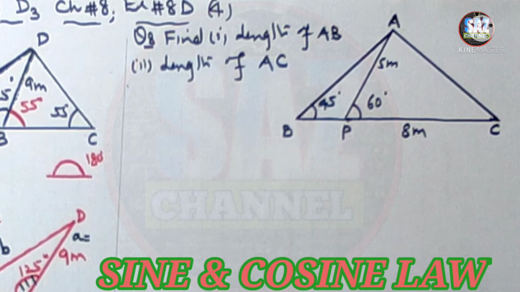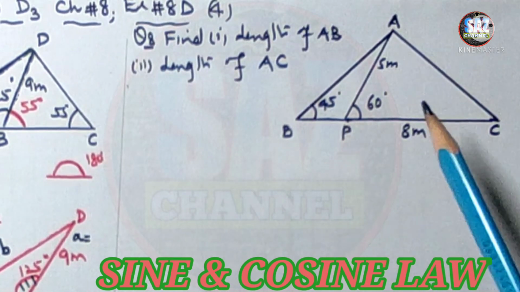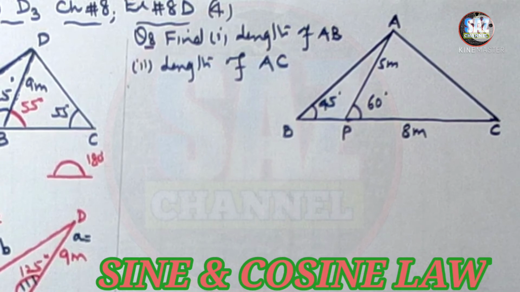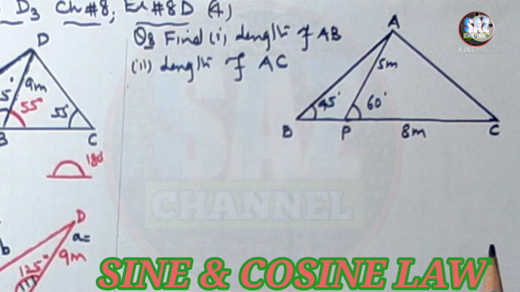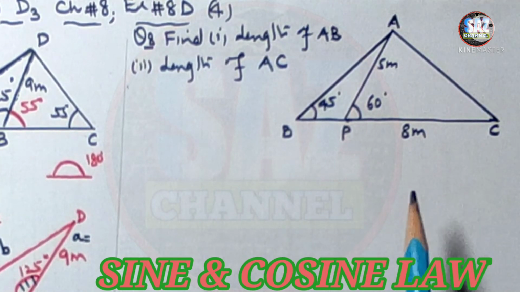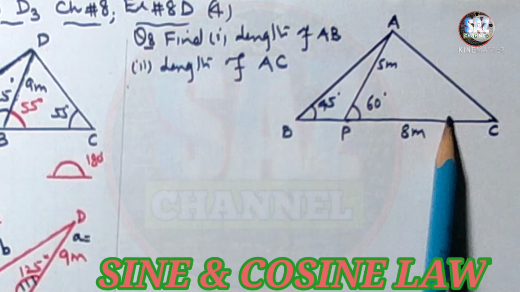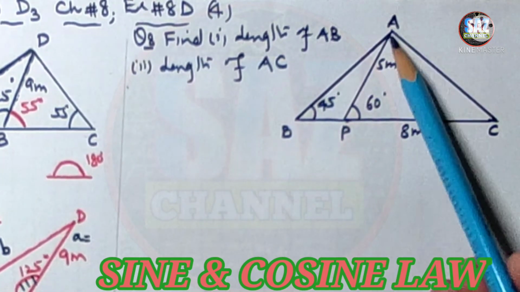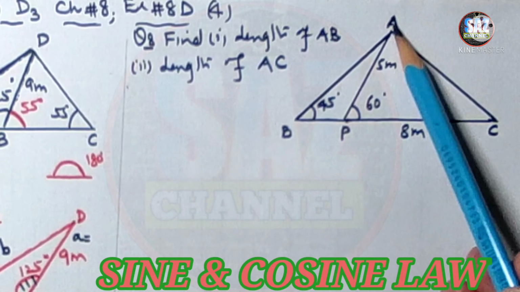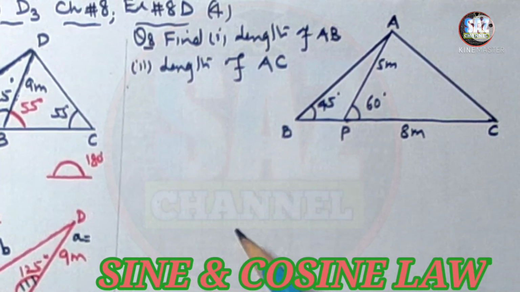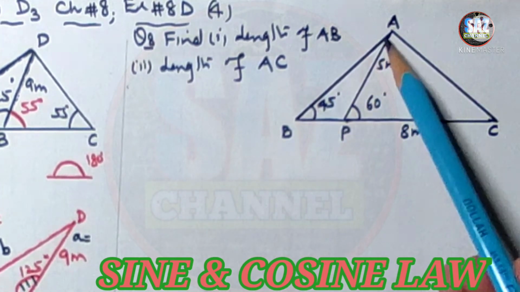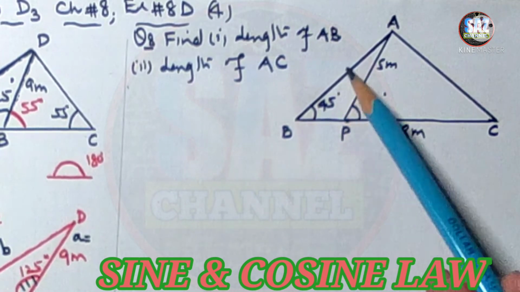The first requirement is to find length AB, and the second is that we have to find length AC. So let's discuss the question one by one. Again, we can see that the triangle given to us is ABC, and due to this AP line, the triangle is divided into two parts. One is triangle ABP and the other one is triangle ACP. And the first requirement of the question is to find length AB.